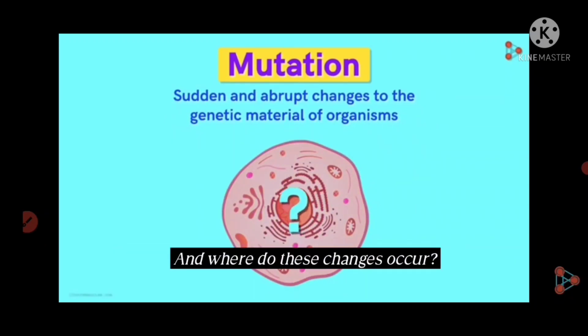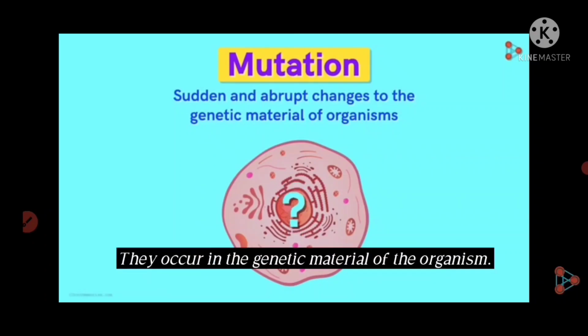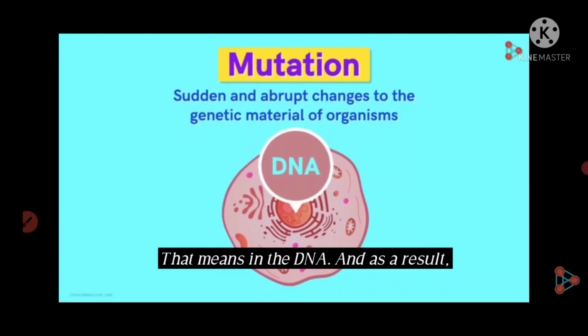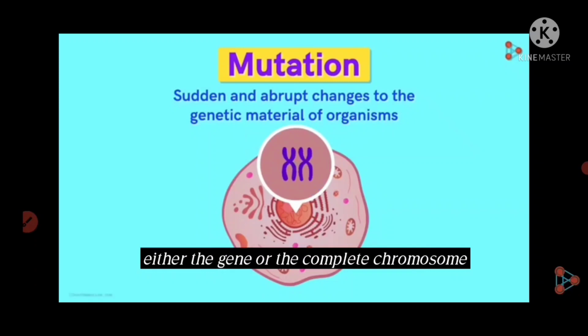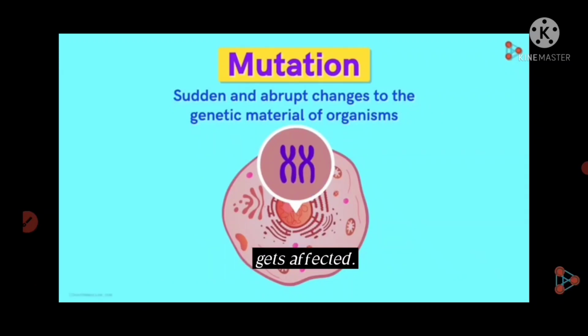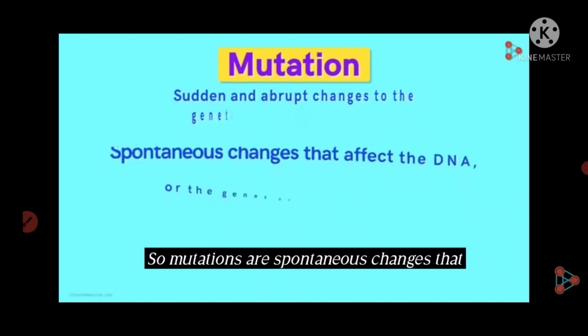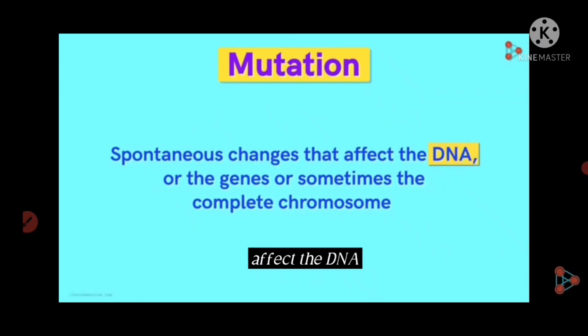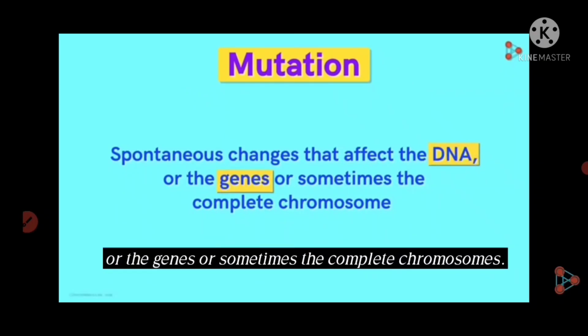And where do these changes occur? They occur in the genetic material of the organism. That means in the DNA. And as a result, either the gene or the complete chromosome gets affected. So mutations are spontaneous changes that affect the DNA or the genes or sometimes the complete chromosomes.